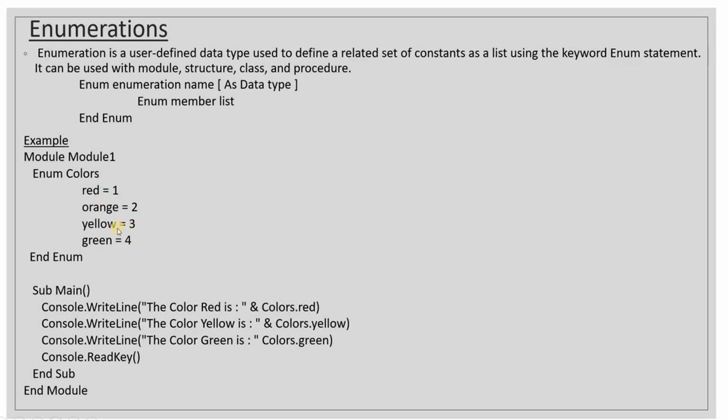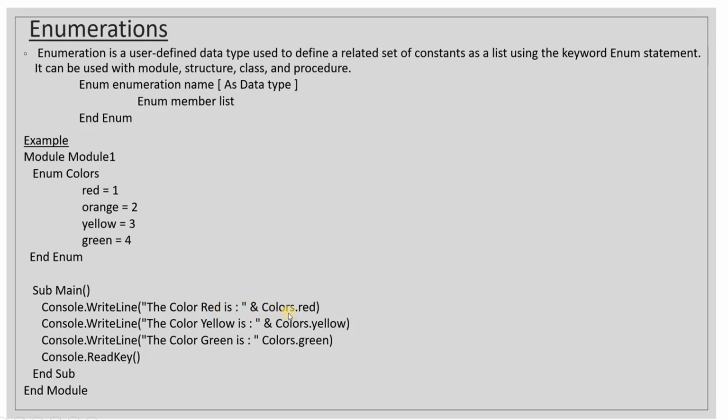We can change the value of Yellow. If we write Yellow equals 5, then Green will take the value 6. It means if we write the value of Yellow equals 5 but leave the value of Green, then Green takes the default value 6 because we wrote the value of Yellow as 5. We want to print the value of color Red.